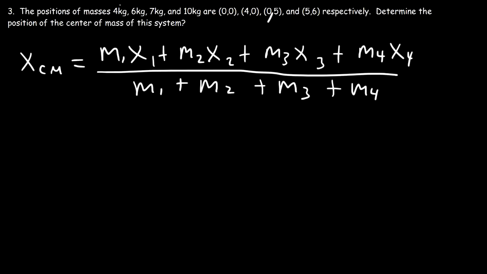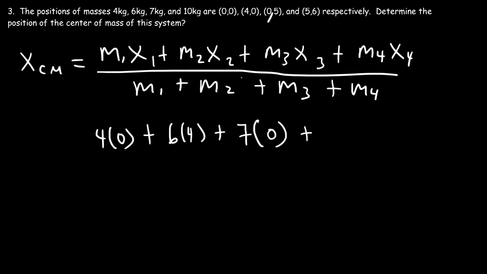So the first mass, the 4 kilogram mass, is at a position of 0 along the x-axis. So this is going to be 4 times 0. The second mass is located at x equals 4. So that's going to be 6 times 4. And the third mass, the 7 kilogram mass, that's at an x value of 0. And then the last one, the 10 kilogram mass, it has an x value of 5.